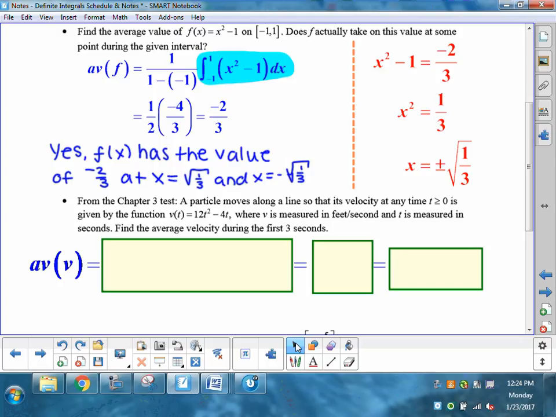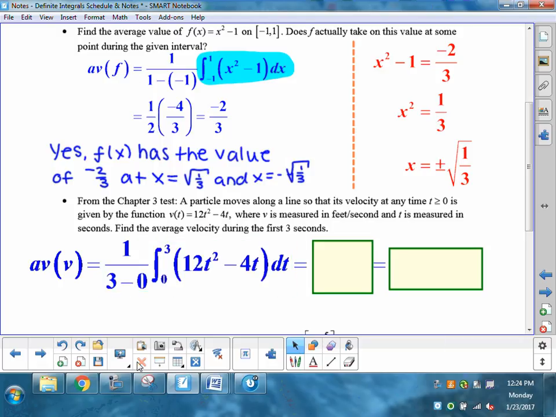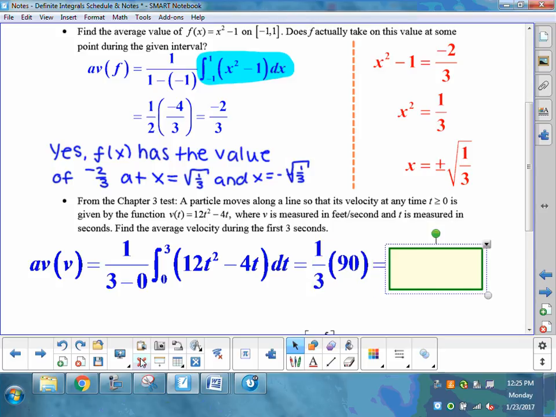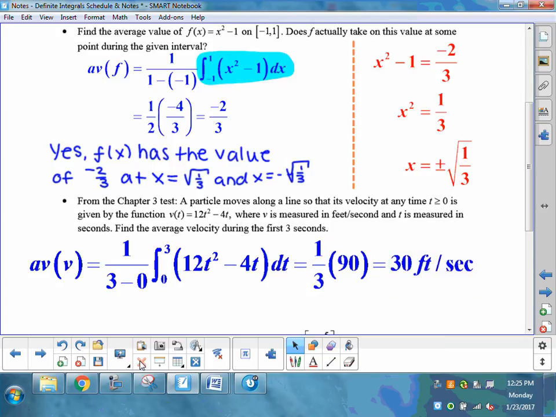Nope. That's one way of finding it. Here's another way of finding it, using the average velocity. We're talking about using the average function value, because you know what velocity would be. 1 over 3 minus 0, integral 0 to 3. And could you type this all in the calculator at once? You wouldn't be asked to, because taking the antiderivative of this is kind of easy. But it's the change in the y over the change in the x.